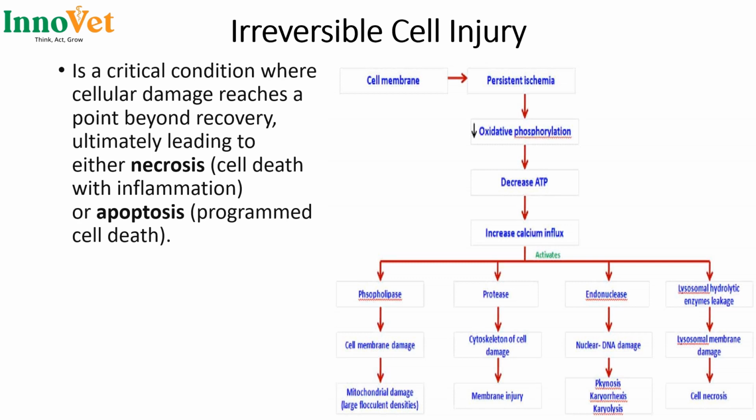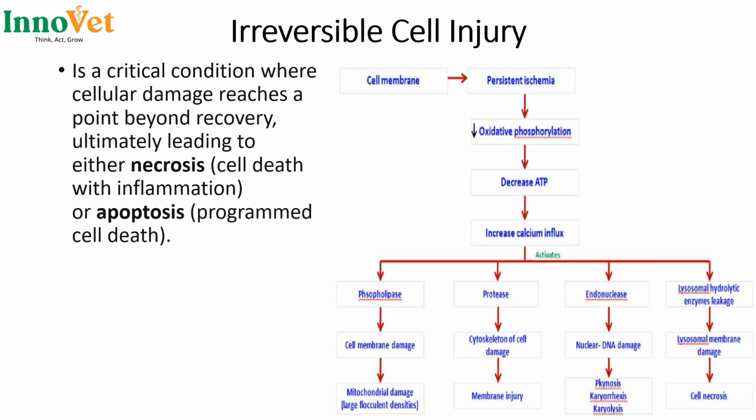Now, irreversible cell injury. Basically, what you need to know about irreversible cell injury is that the cell has reached a point of no return where it will only progress to death, which can either be by necrosis or apoptosis. So however much the injurious stimulus is removed, it will not go back to its normal state. Now, this diagram is showing an example of irreversible cell injury, how it may progress.